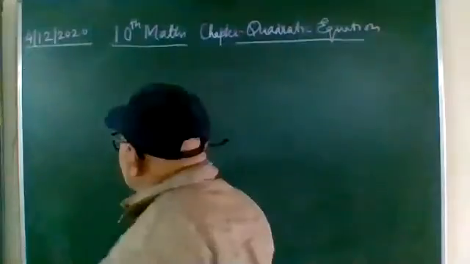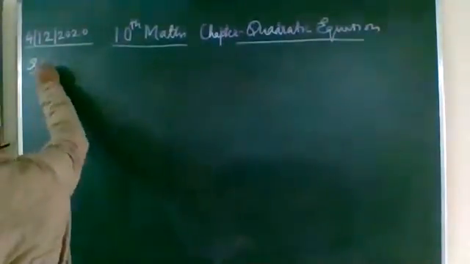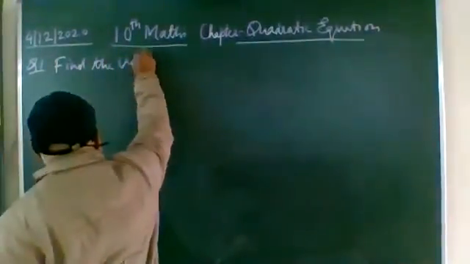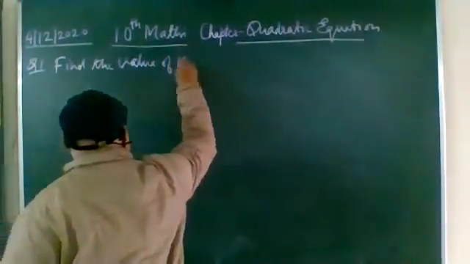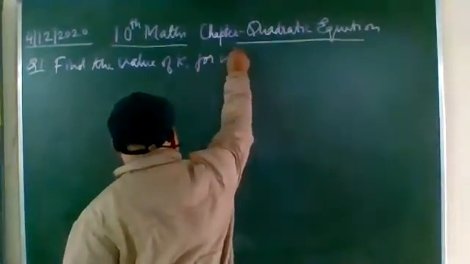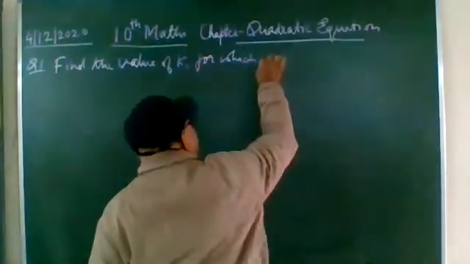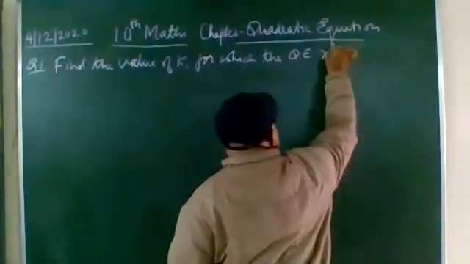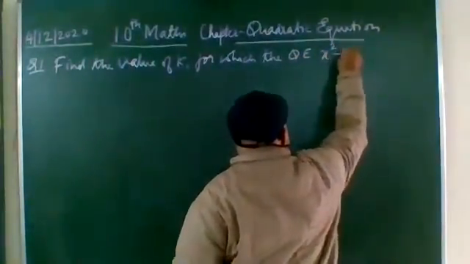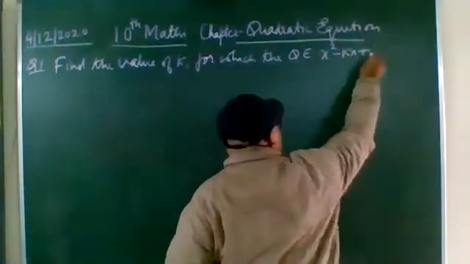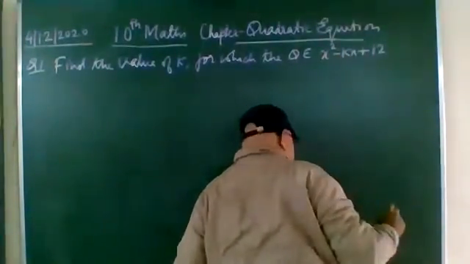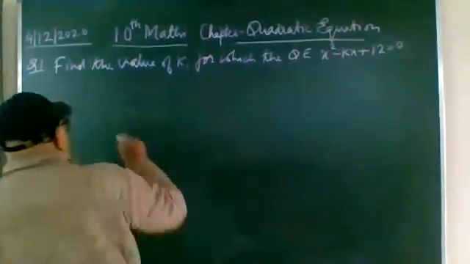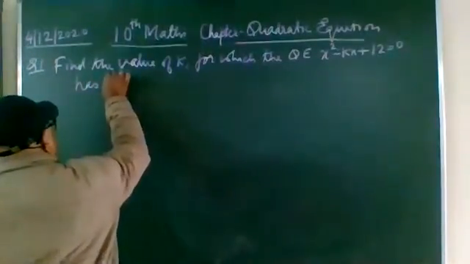Now the question is like this. Question: find the value of k for which the quadratic equation x square minus kx plus 12 equal to 0 has different roots.